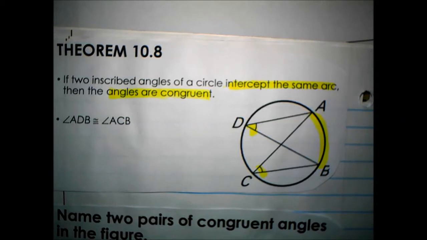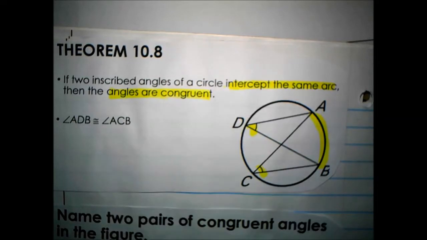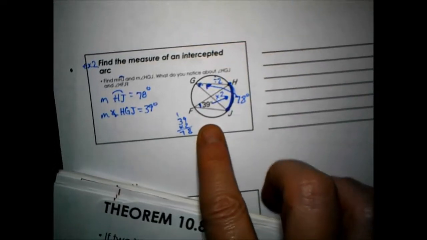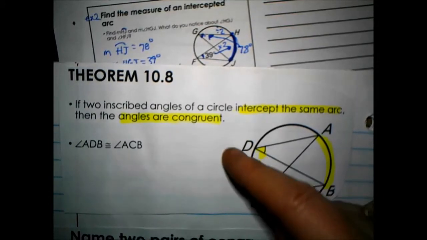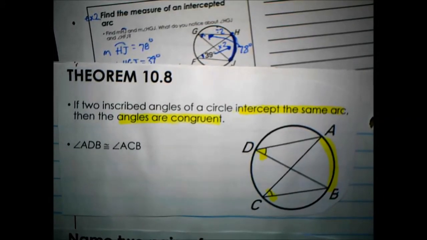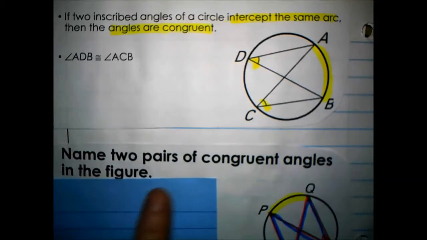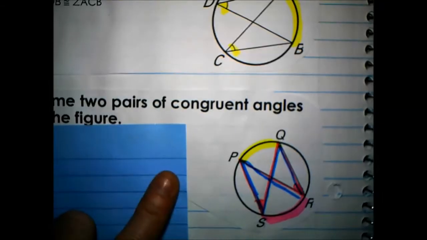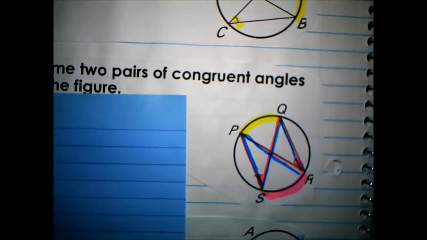Okay, I have Theorem 10.8. It says if two inscribed angles of a circle intercept the same arc, then the angles are congruent. So that's what we just showed on this problem, an example of this theorem. Your next example says name two pairs of congruent angles in the figure. I'm sorry, this problem's already been worked, but my machine messed up.